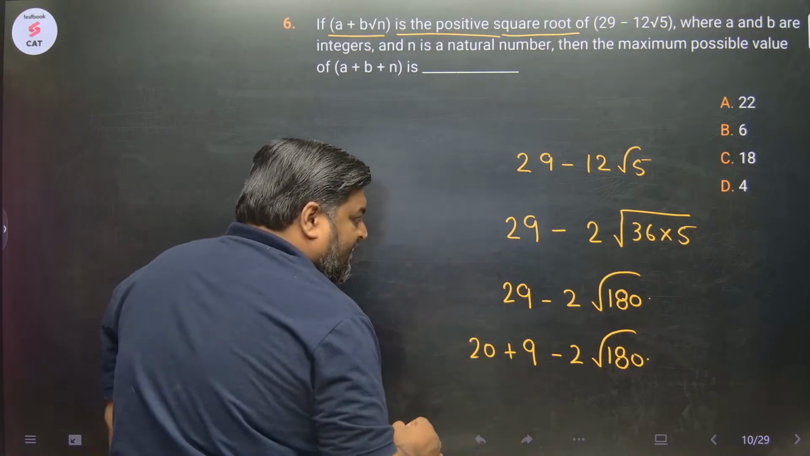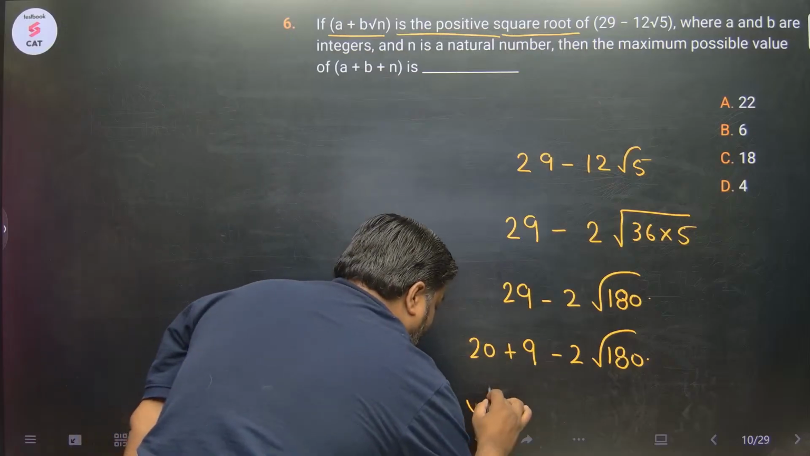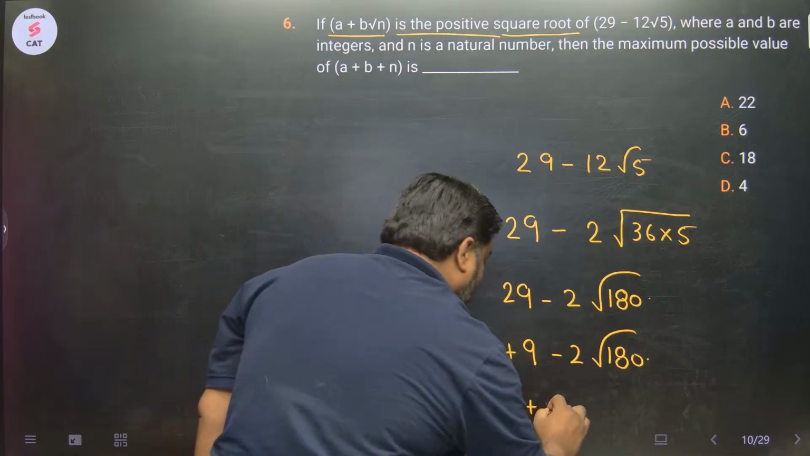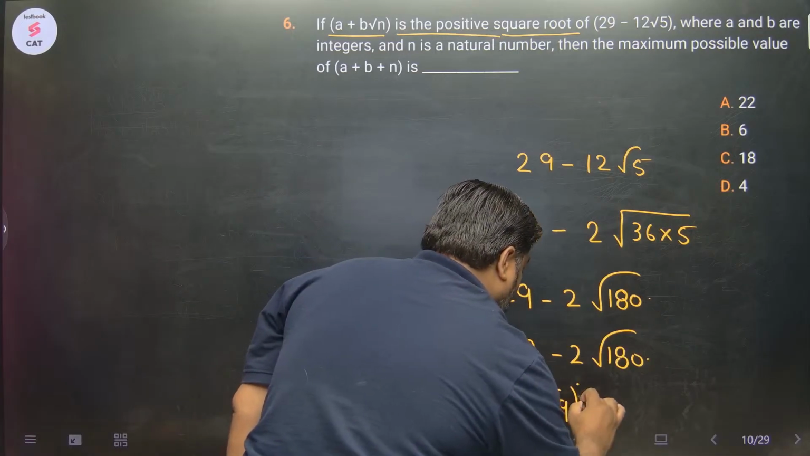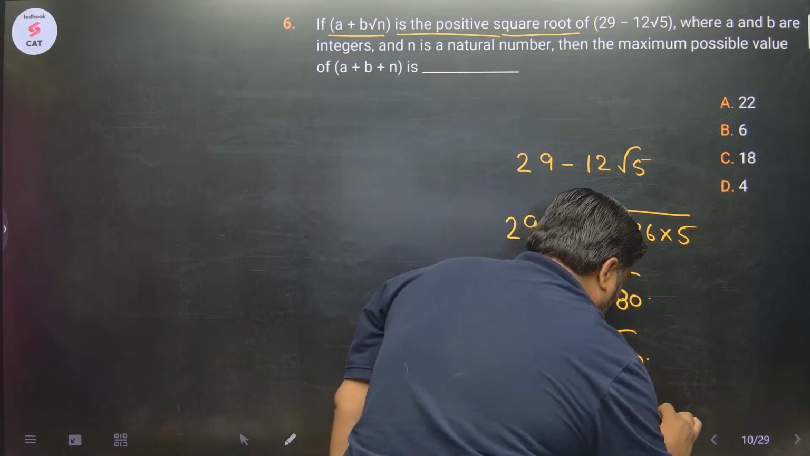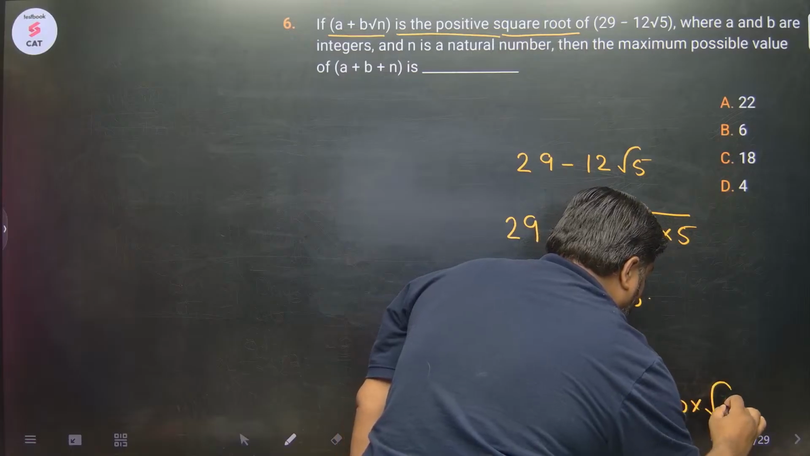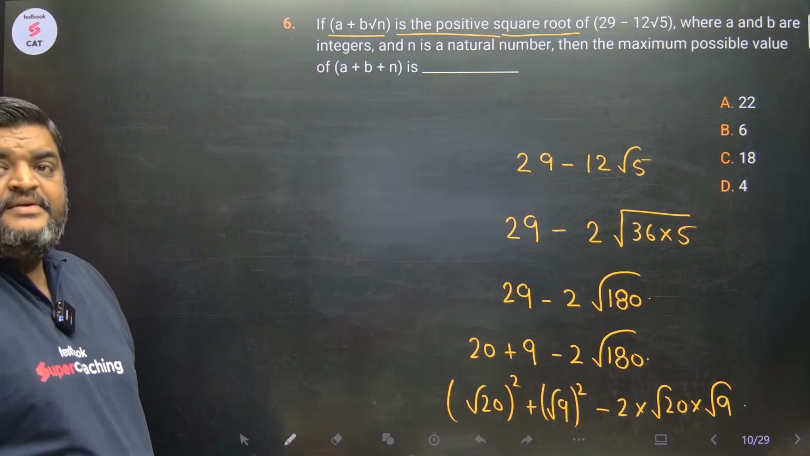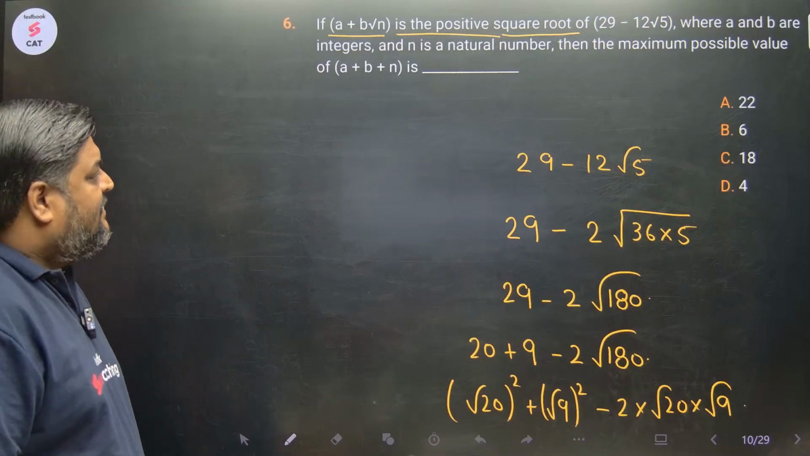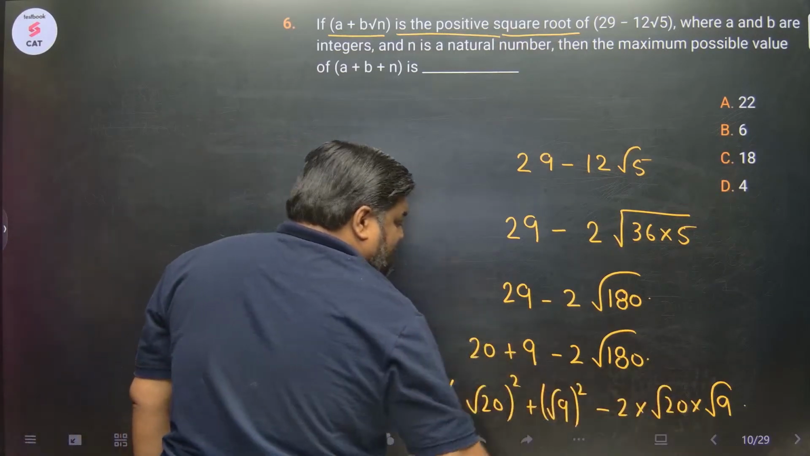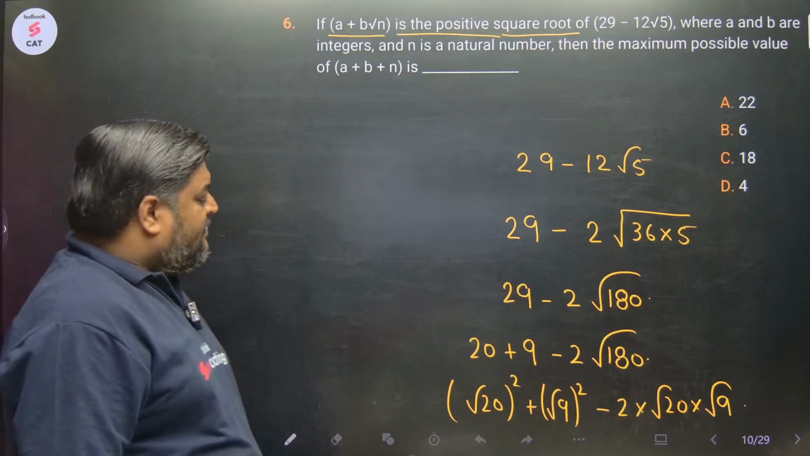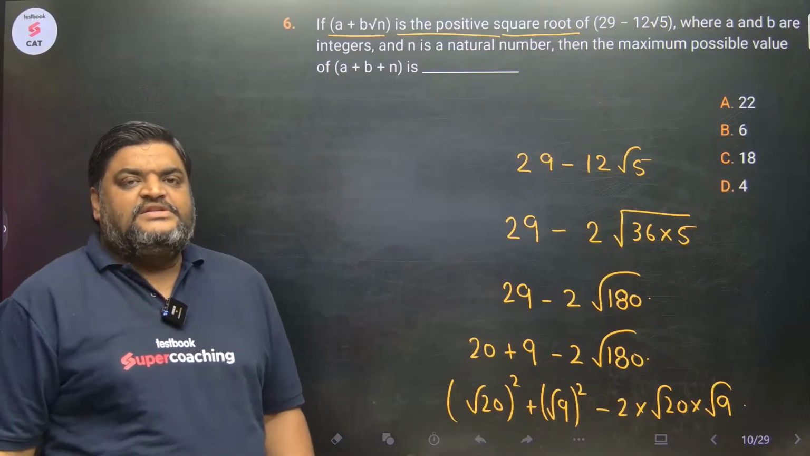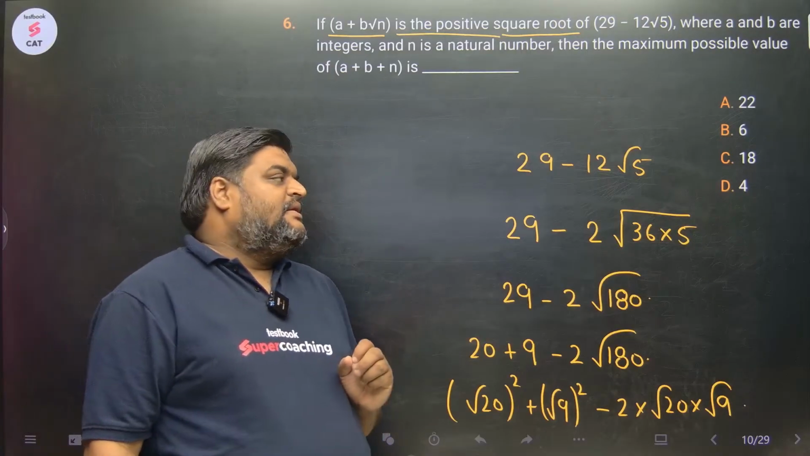This 20 can be written as root 20 whole square plus root 9 whole square minus 2 into root 20 into root 9. Check this out. We can write it like this. So this is a square plus b square minus 2ab. This gives me a minus b whole square.